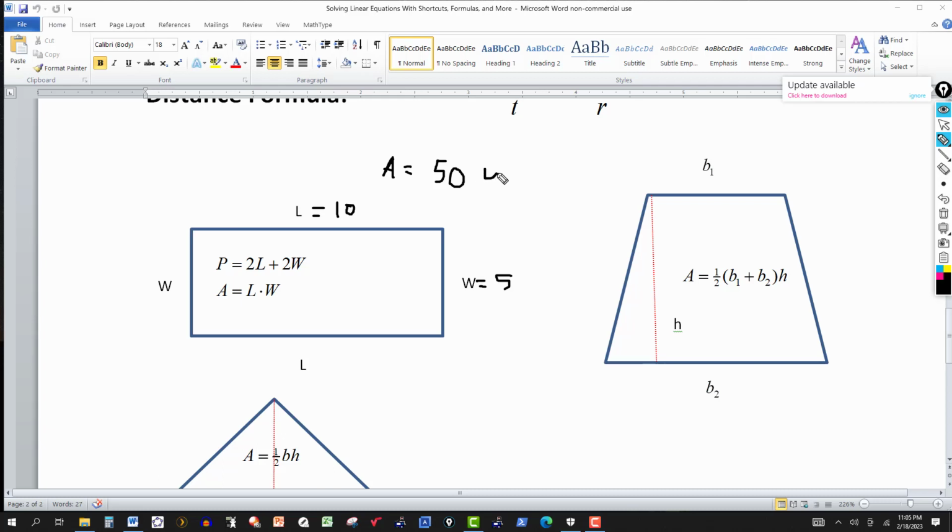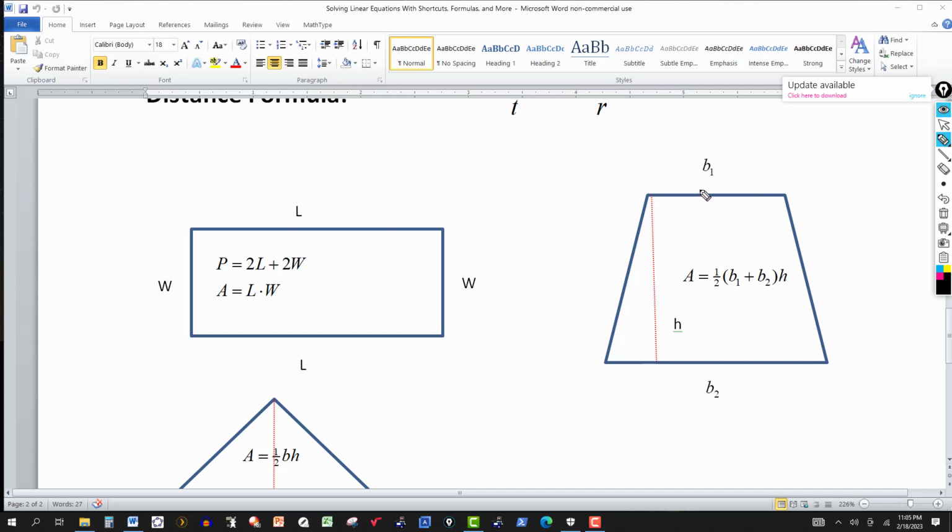And I'm just going to say, in this case, it's going to be square units. I'm just going to put U squared. Square units, because you're multiplying. So it's just like x times x is x squared. Inches times inches is inches squared, or square inches. Feet times feet, feet squared. There you have it. Now if you're working with a trapezoid, here's your formula.